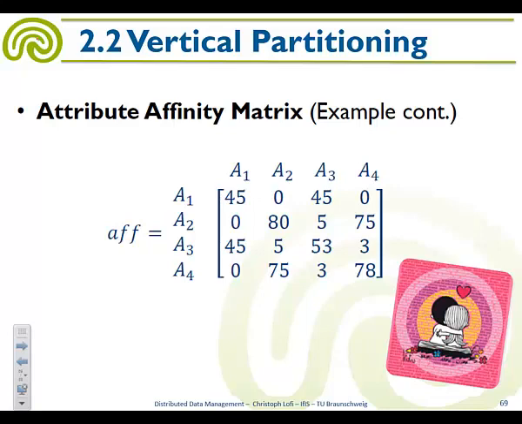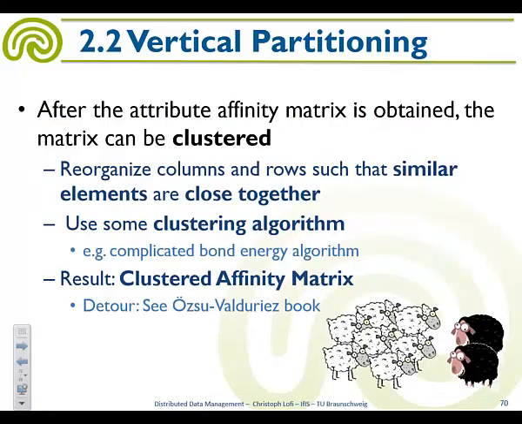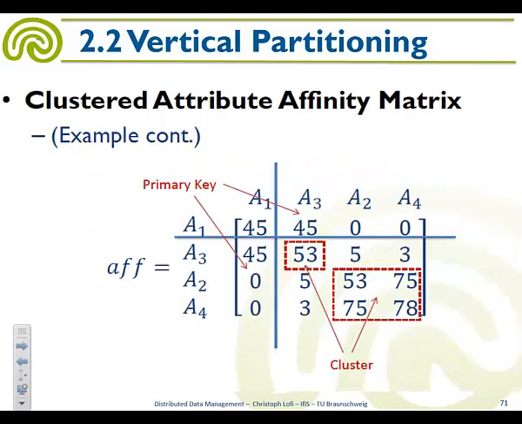So, what could we use it for? Well, if you have this attribute affinity matrix, we do a very, very simple trick. We do clustering, right? You can just apply a simple matrix clustering approach and try to find parts of that matrix which should belong together. And it actually doesn't really matter which cluster algorithm you use, so any cluster algorithm for matrices should do. The result should be that we reorganize columns and rows in such a way that elements which are similar are close together. And the result will be a clustered affinity matrix.